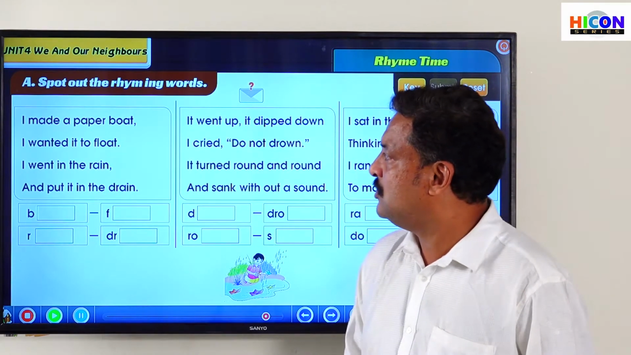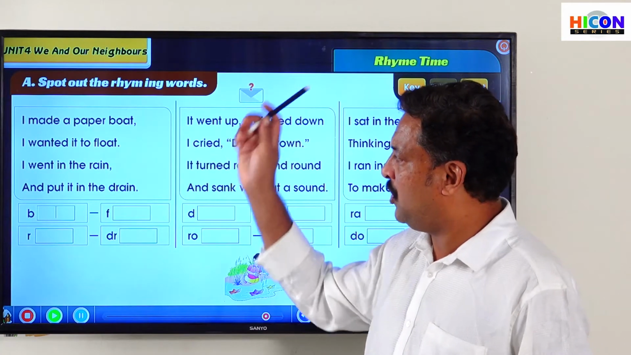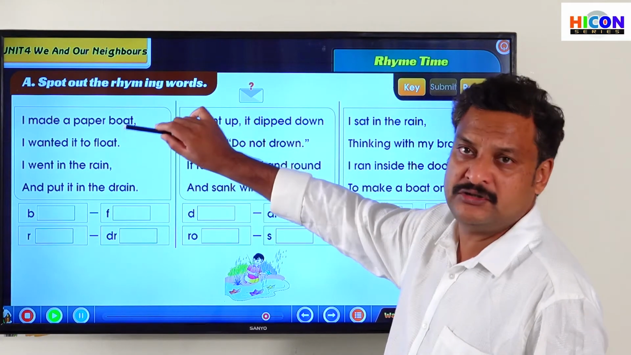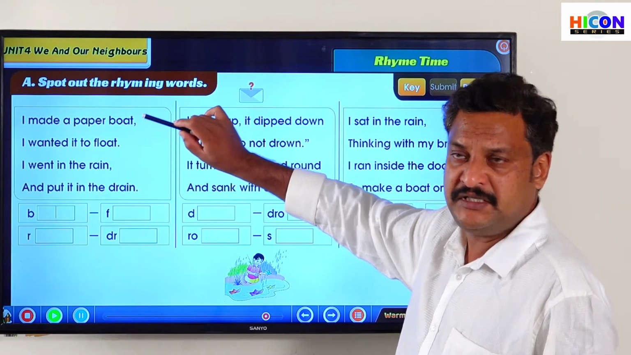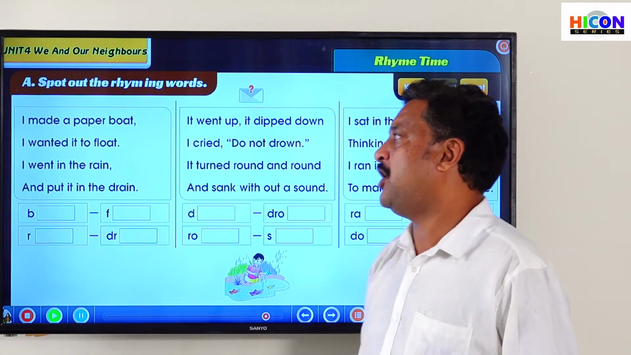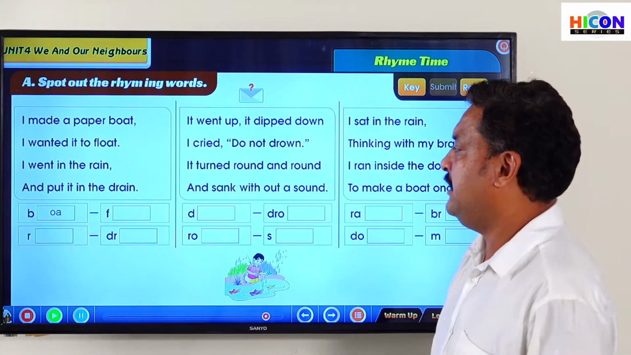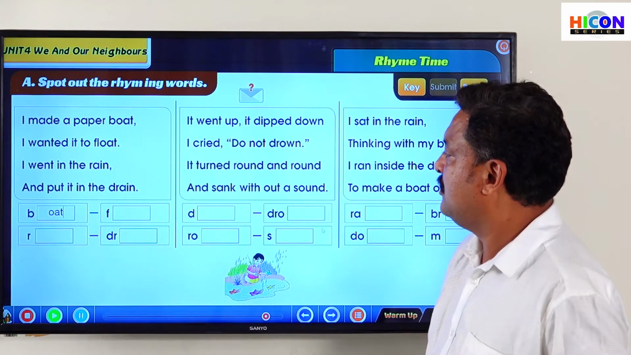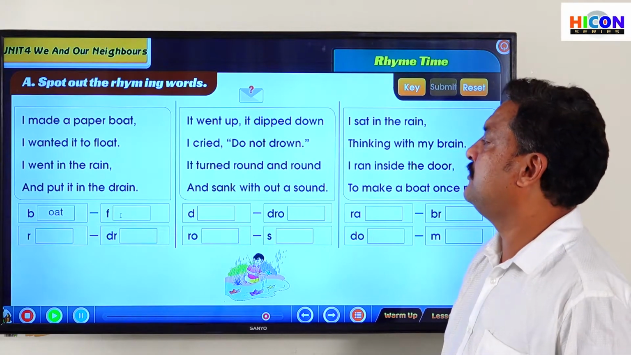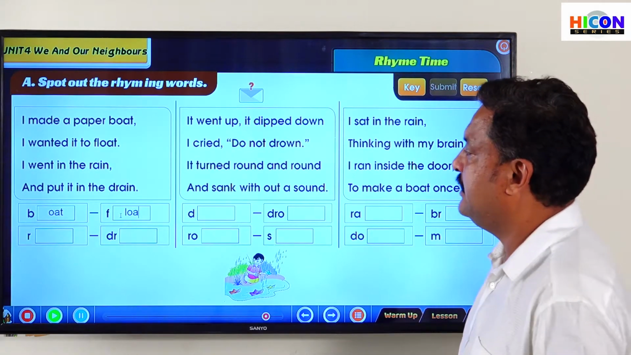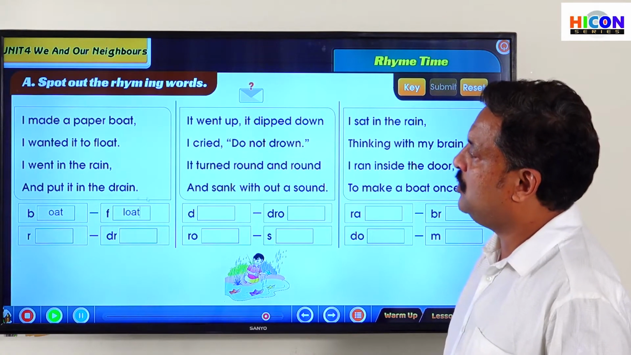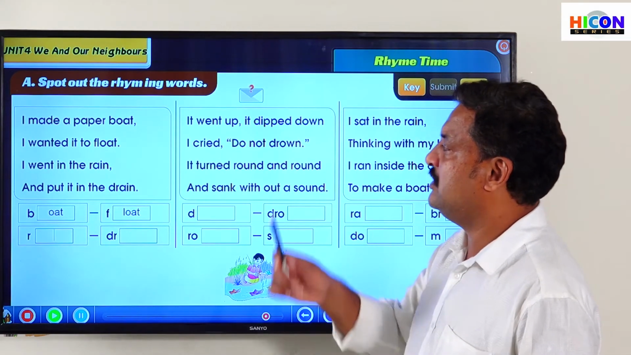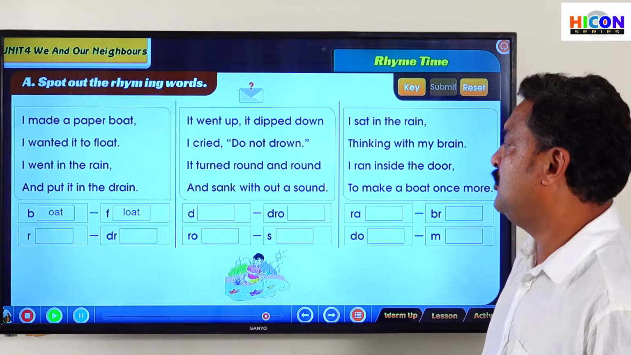Okay, so I made a paper boat. I wanted it to float. So these two words rhyme, no? Boat, float, isn't it? So what is the first word here? Boat, B-O-A-T, boat. And the second word is float, F-L-O-A-T, right? So boat, float. It rhymes. The next one, I went in the rain and put it in the drain.